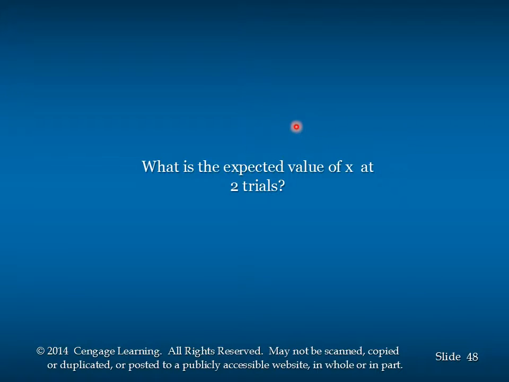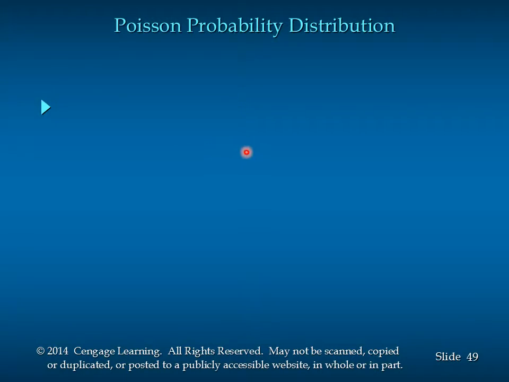And so, as we talked, what's the expected value of x at 2 trials? Okay. You just go 2 times 0.4 from the example problem that we had before. And that'd be 0.8.